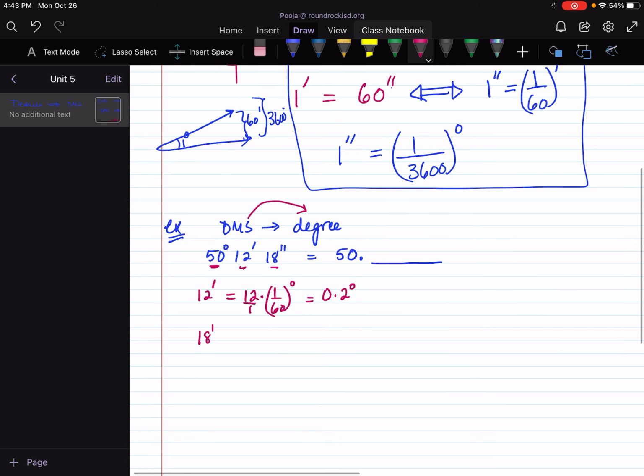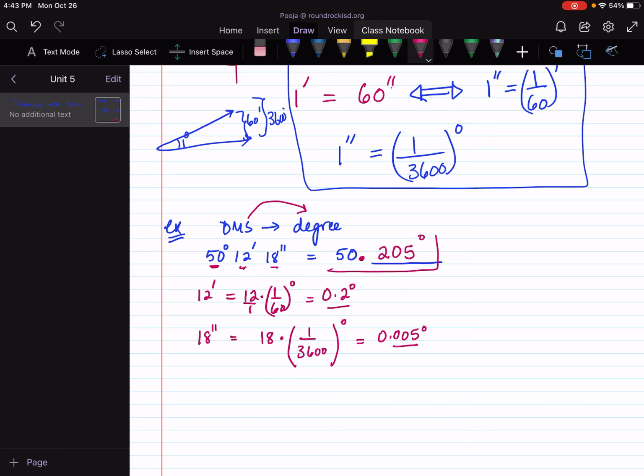Then comes in 18 seconds. So we will take 18, but this needs to be multiplied by 1/3600th part of a degree, since each second is that. And this will turn out to be 0.005 of a degree. So it is very, very tiny. 18 seconds is only 0.005 of a degree, but that's very precise. And now I'm going to put all the answers together. This right here and this right here as a decimal value would be 50.205 degrees. And that is my complete answer. I've converted DMS to degrees.